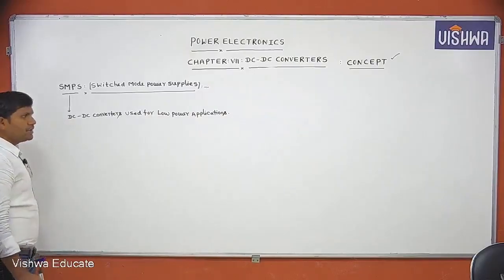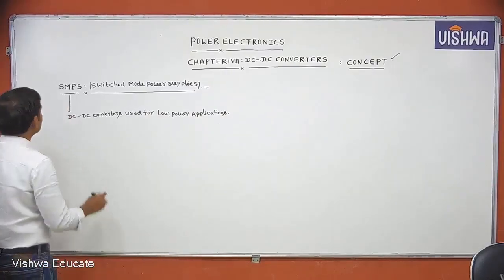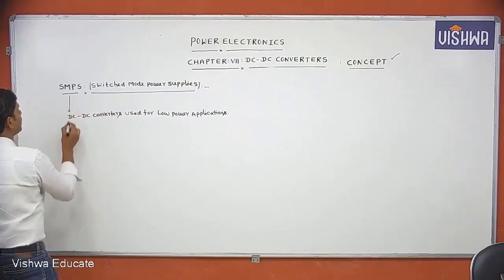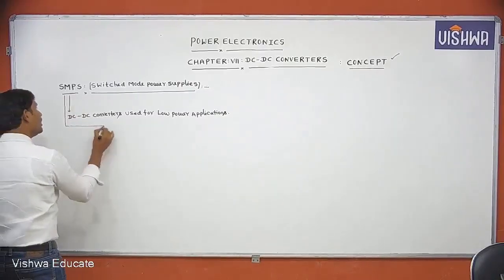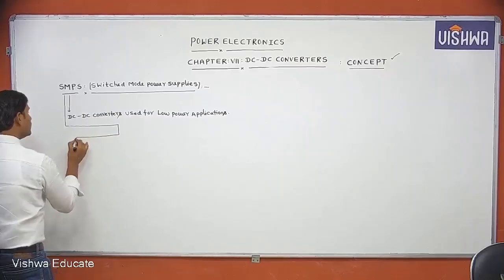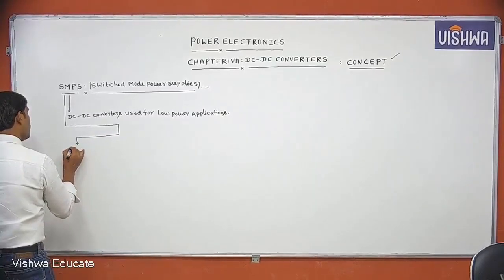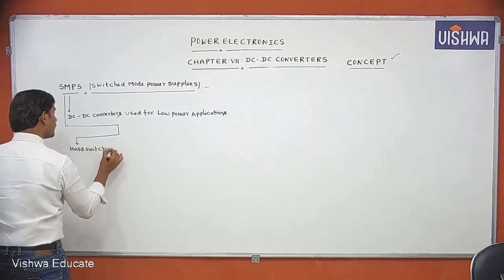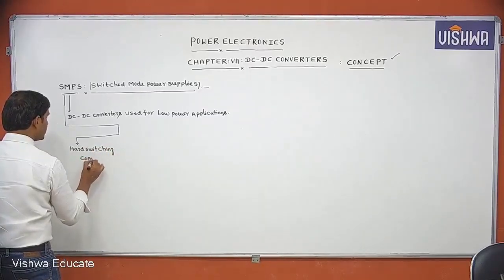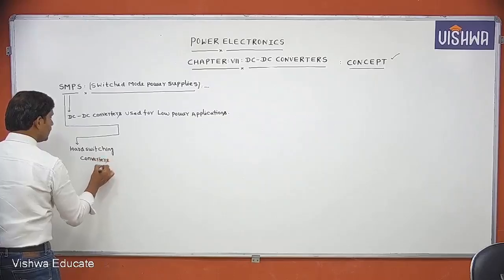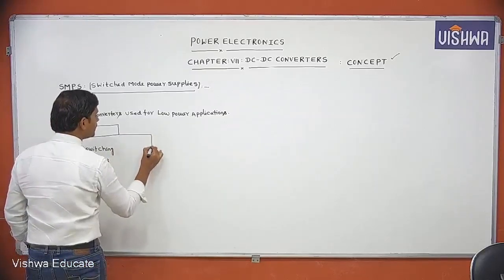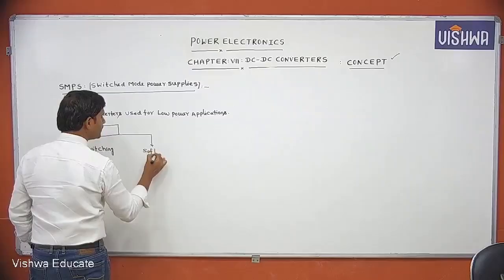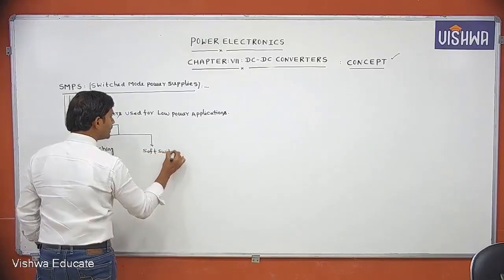Mainly, these SMPS converters are broadly classified into two types. One is hard switching converter. Another one is soft switching converter.